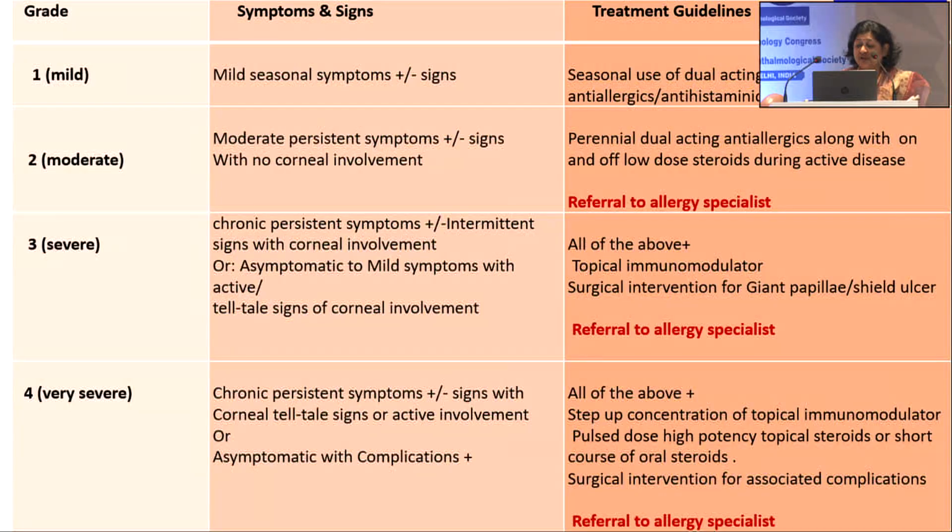In the very severe categories, we might have to step up the concentration of the topical immunomodulator like tacrolimus or cyclosporin to the maximum available in your zone. Pulse, high-dose topical steroids, or sometimes even a short course of oral steroids might be required, along with surgical intervention for associated complications wherever indicated.